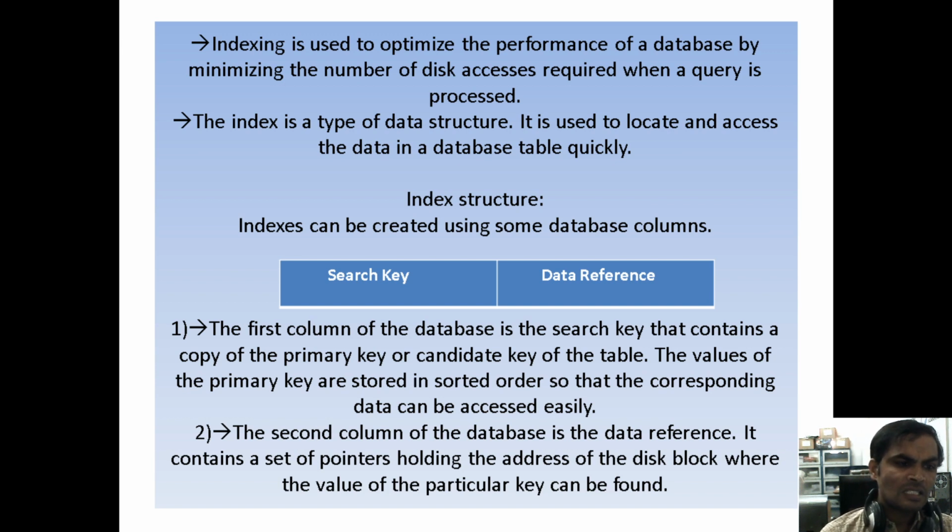Under the search key, it can consist only of the primary key or candidate key. A candidate key is a subset of the primary key. The search key stores the primary key and candidate key types. It is stored in sorted order. When it is stored in sorted order, we can access the data easily.